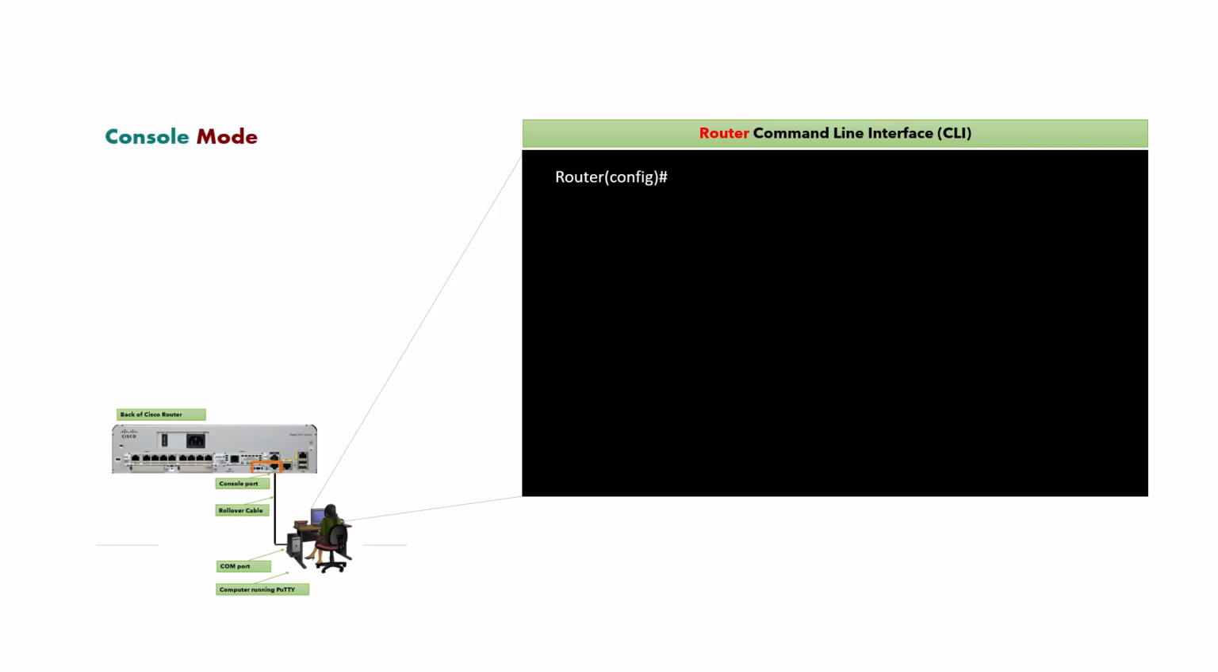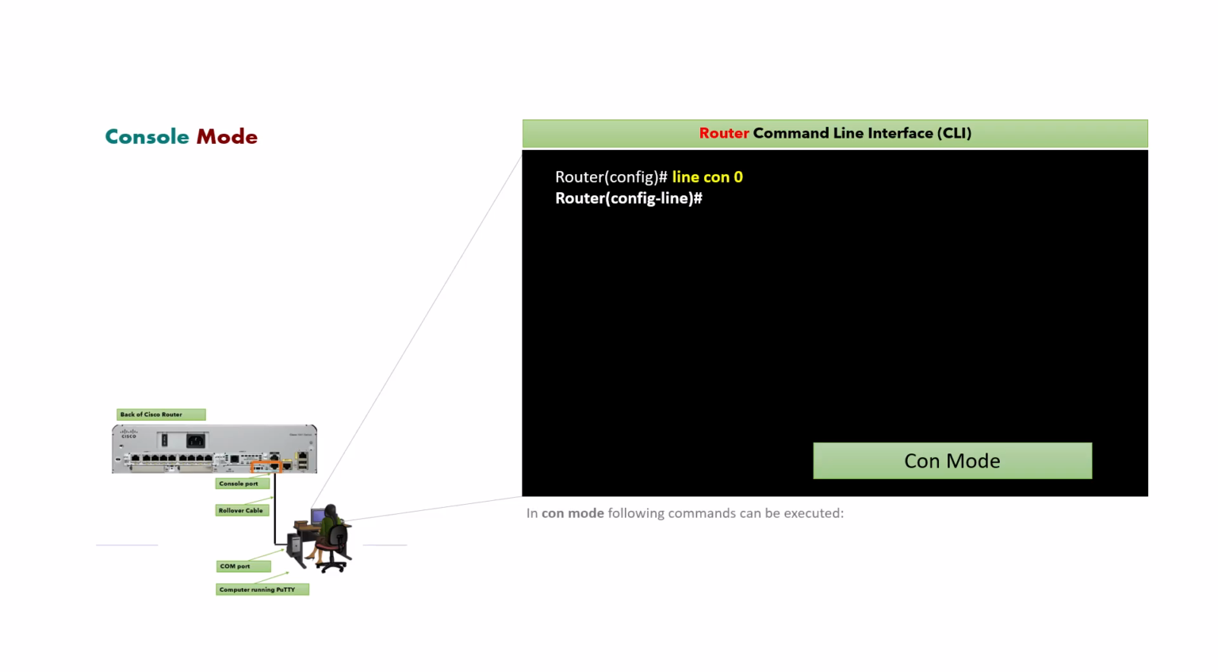In order to access the CON mode of a router from global configuration mode, type the following command: line con 0 and press enter. The prompt will change to Router(config-line)#.